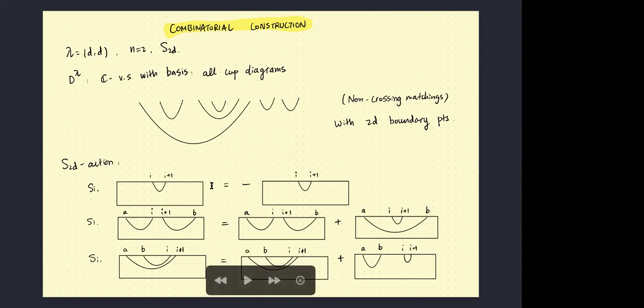But in the literature, it's given by this combinatorially defined action. So if the i and i plus 1 vertices are on the same arc, then the action is just negating that basis element. And if the two vertices are on different arcs, then I get the same picture back, plus the only other picture you can make, connecting these 4 vertices so that it's still non-crossing.